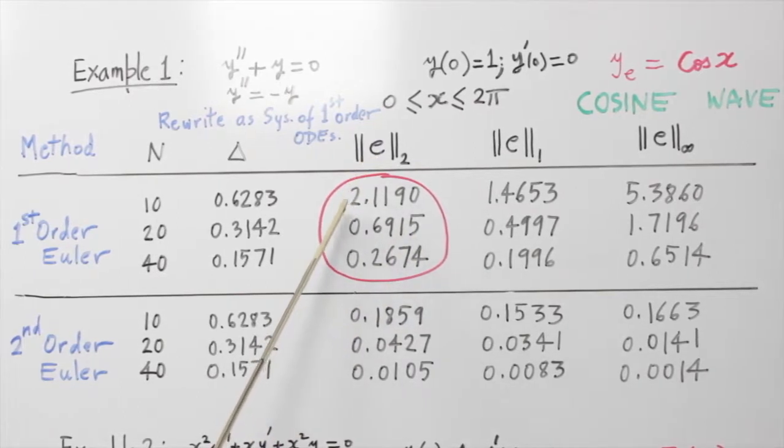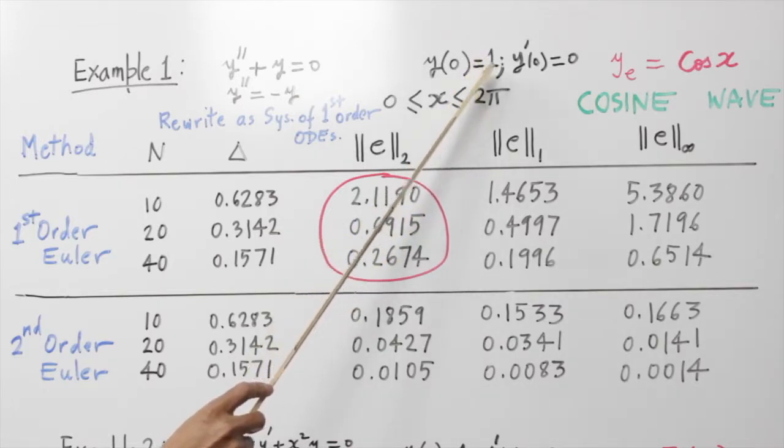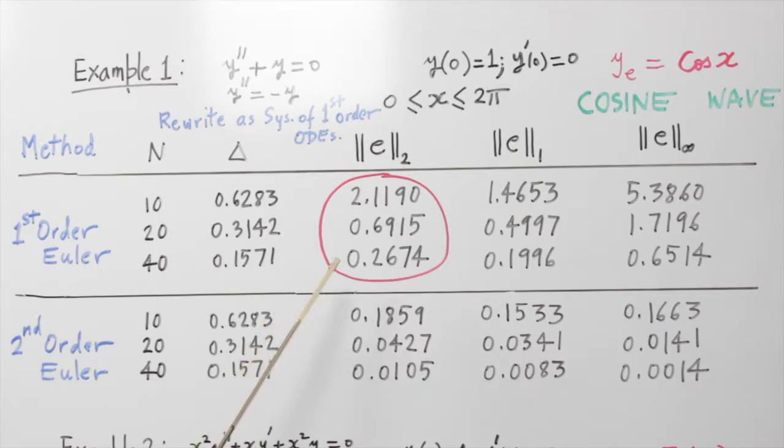So the 2 norm of the error is indicated here. 1 norm of the error is listed here, and the infinity norm is listed here. And the striking thing you can observe is that for a solution which is of order 1, solution is varying between +1 and -1, we are getting RMS errors which are very substantial even when we have 40 points that are used to integrate the solution. And that's true of the 1 norm, the max norm, as well as the infinity norm. These errors are large.